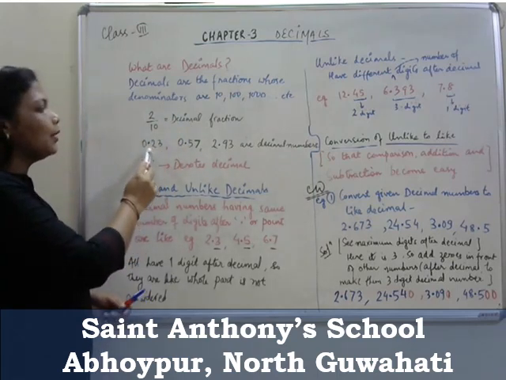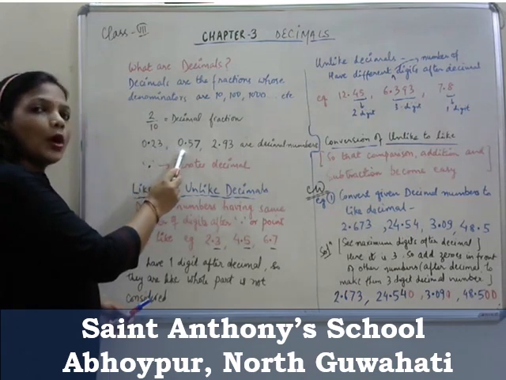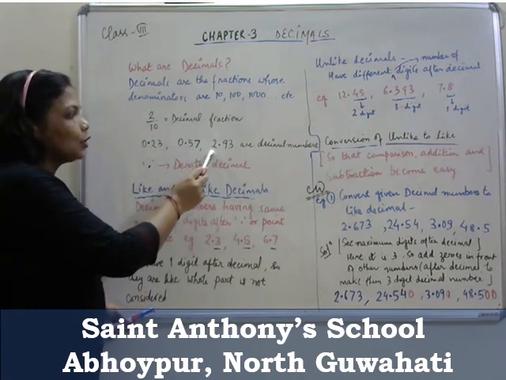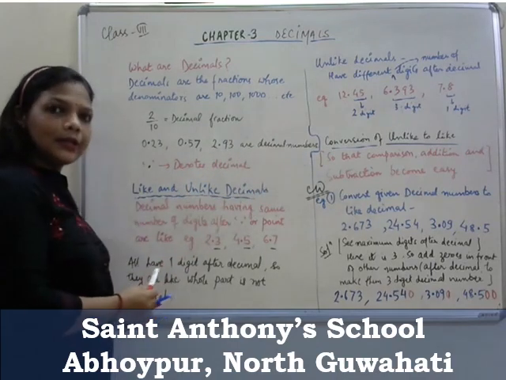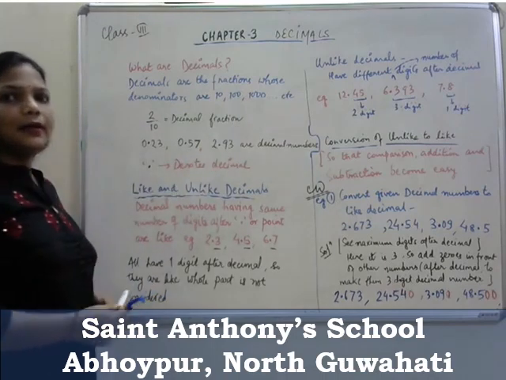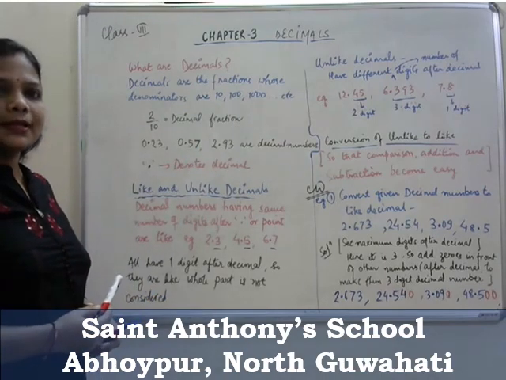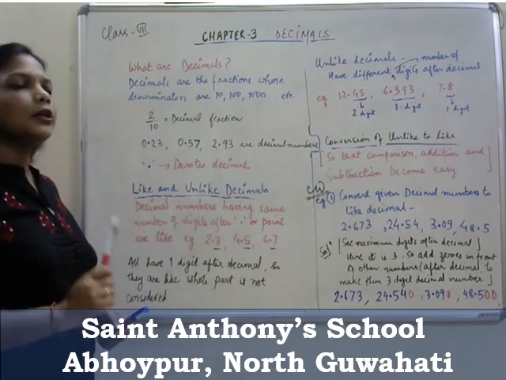One more number: 0.23, 0.57, 2.93. These are all your decimal numbers. So I hope the difference between fraction and number is clear. And how are decimals represented? Decimals are represented by a point or a dot.